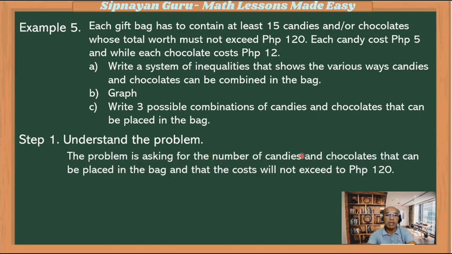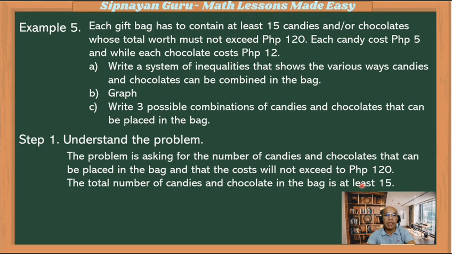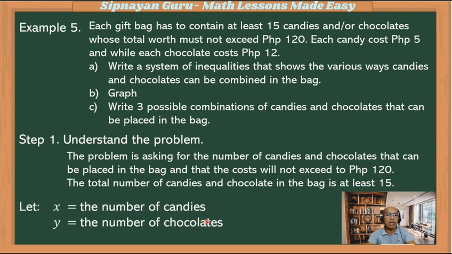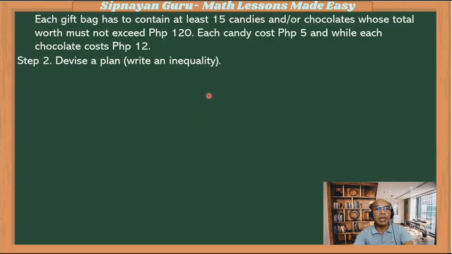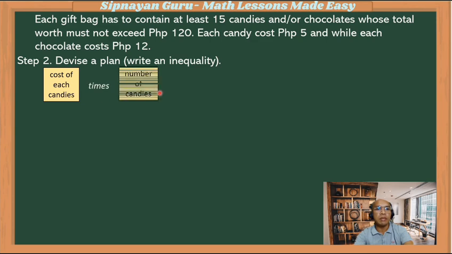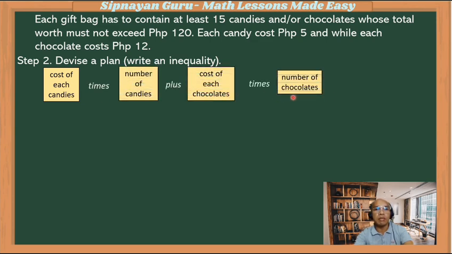So the problem is asking for the number of chocolates and candies in the bag such that the cost will not exceed 180 pesos. And the total number of candies and chocolates is at least 15. So the minimum total number is 15. So we will now let x be the number of candies and y be the number of chocolates. So write an inequality: the cost of each candy times the number of candies plus the cost of each chocolate times the number of chocolates.